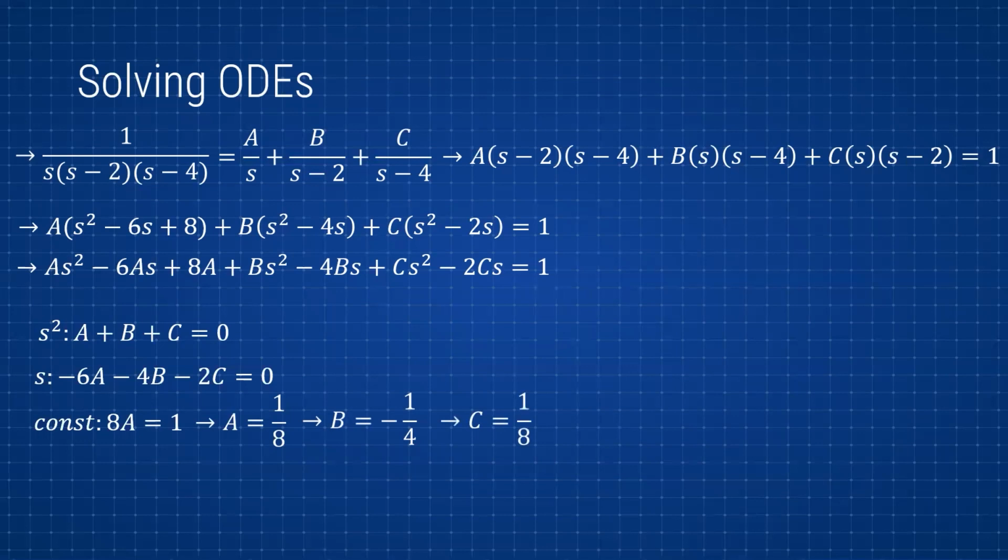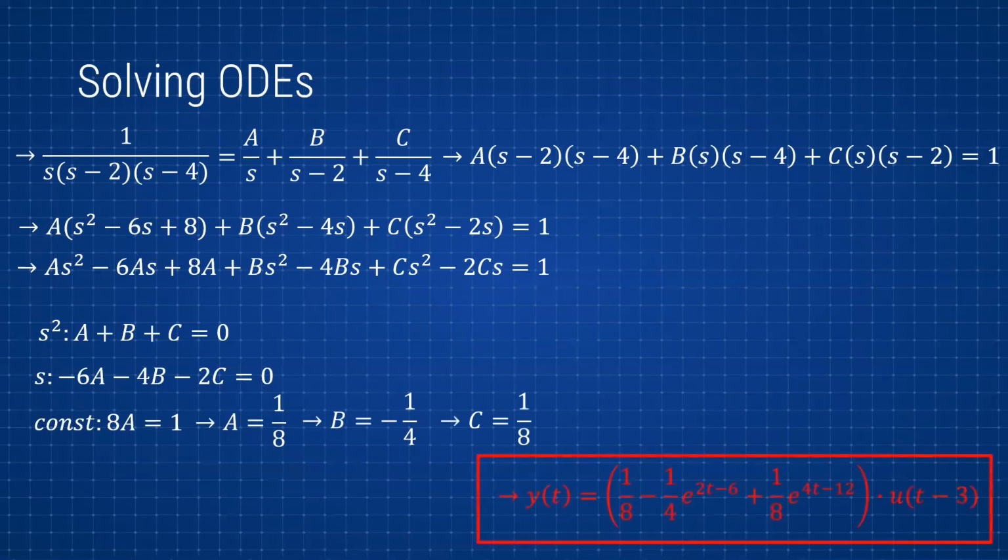So with these values, if I put them back in for a, b, and c, I can substitute them, and I'll get my final answer: y of t equals 1/8 minus 1/4 e to the 2t minus 6. You can see here the 2 was distributed times the whole t minus 3. Plus 1/8 e to the 4t minus 12. Once again, that 4 was distributed times t minus 3. And everything is multiplied times the unit step function, which is u(t minus 3).